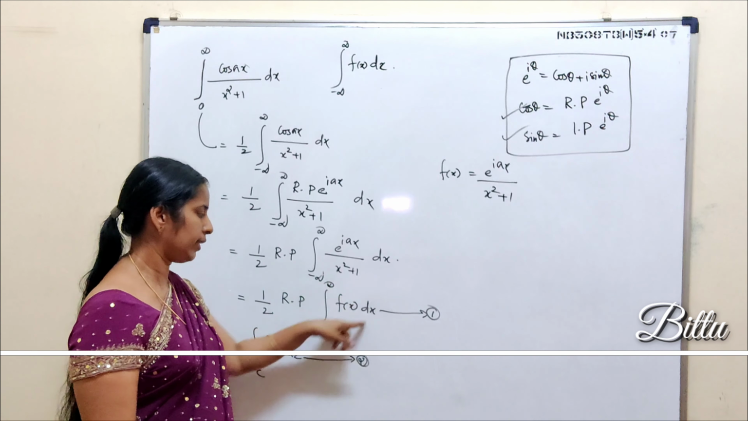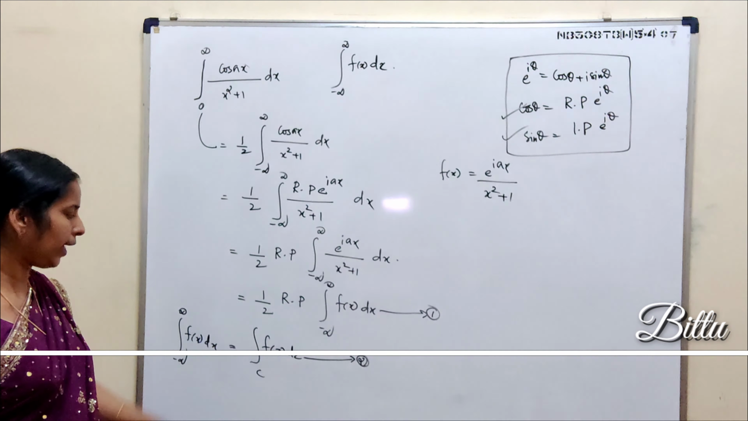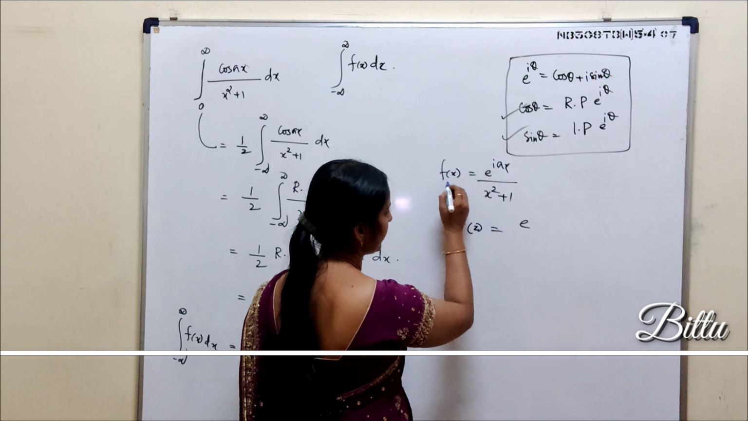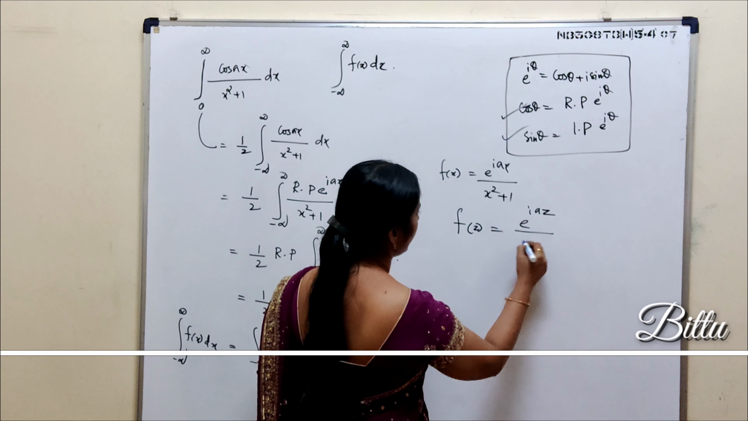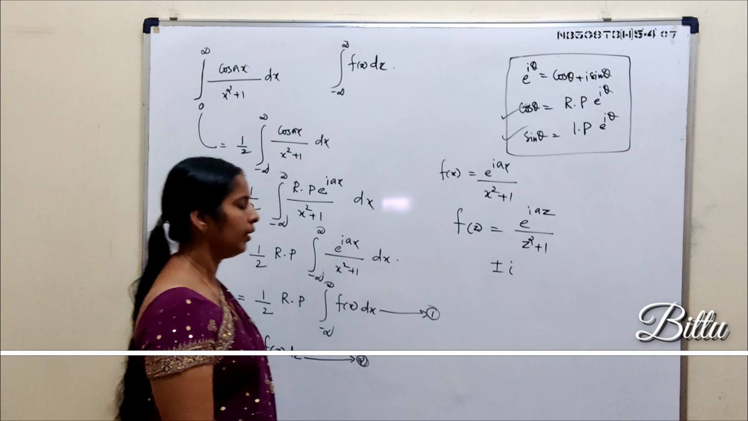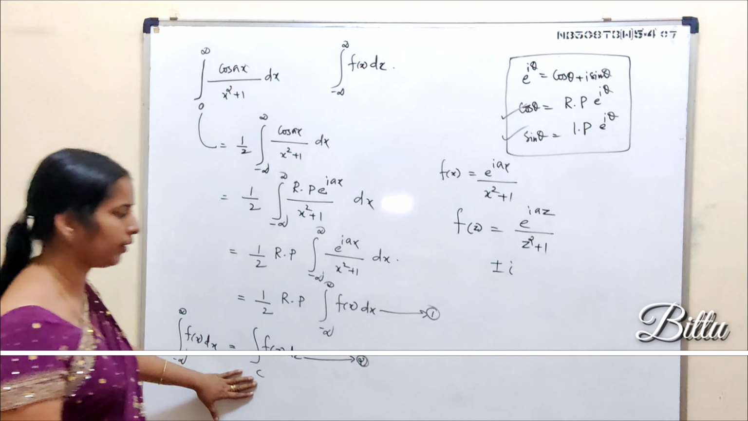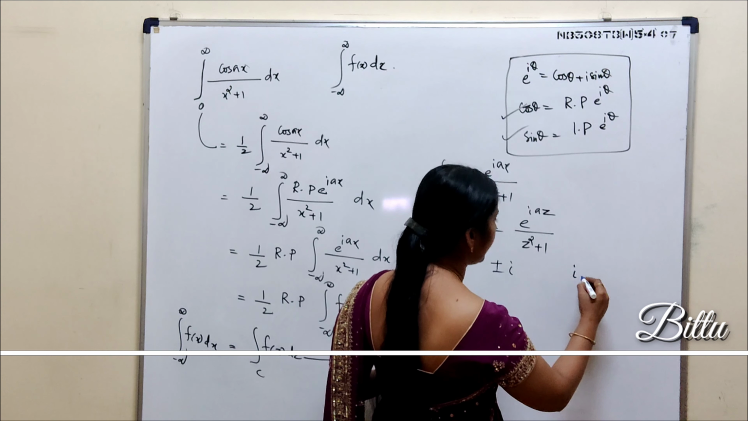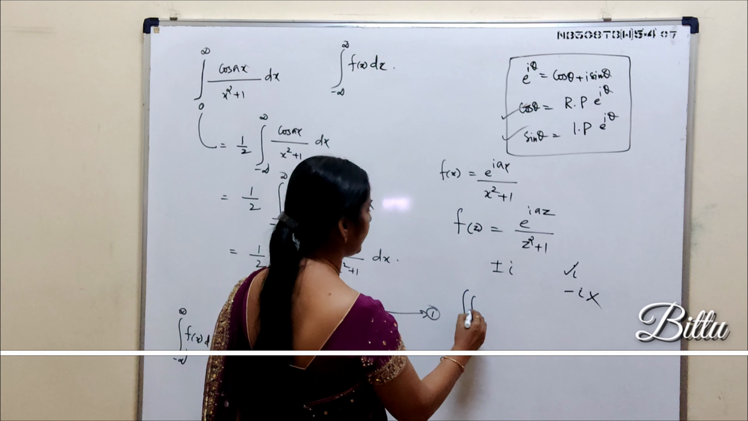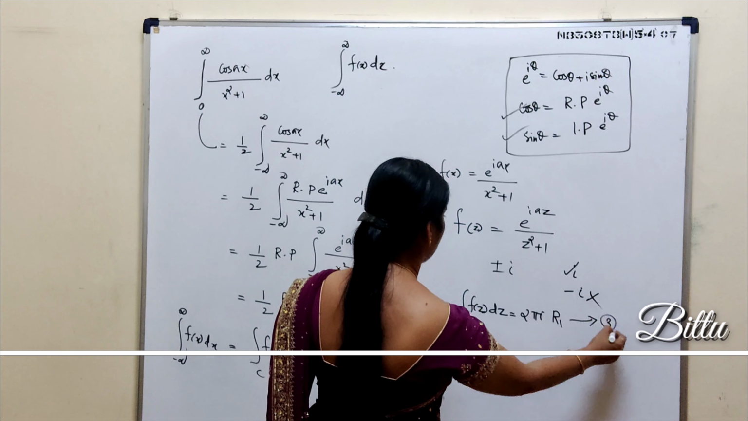If we have to evaluate this integral, you can evaluate it by the residue theorem. For that we need the singularities of f(z). Here f(z) is obtained by replacing x by z in f(x), so e raised to i a z by z square plus 1. Its singularities are plus or minus i. Our closed curve C is in the upper half of the z plane. Here plus i is inside of C and minus i is outside of C. So by the residue theorem, the integral over C of f(z) dz is 2 pi i into R1. This is equation number 3.